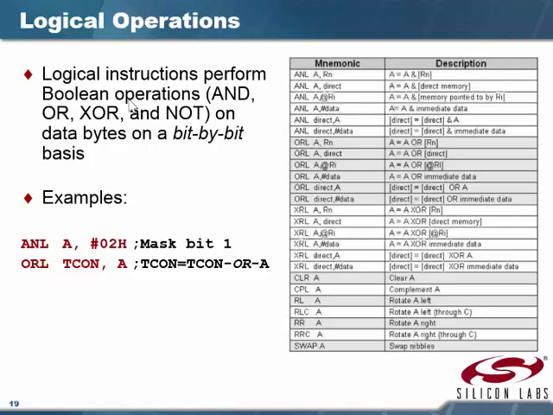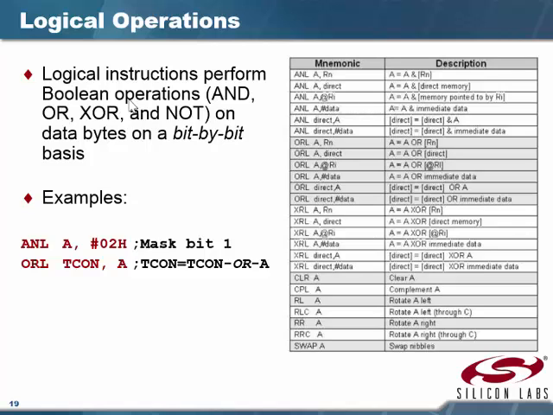Then followed by the XOR. Now the XOR is that if both of them are 1, the output is 0. If both are 0, the output is 0. But if one is 1 and the other is 0, then the output is 1. It does the XOR function right there.